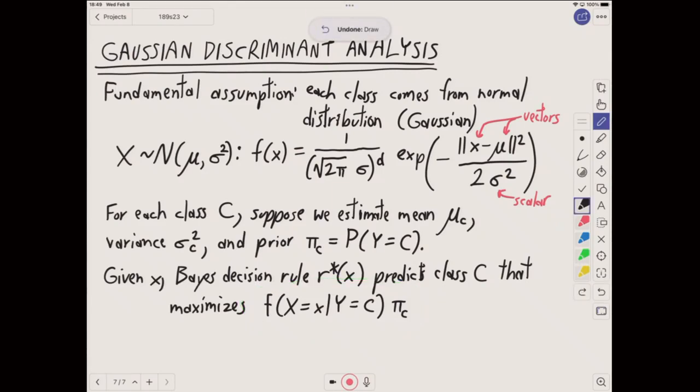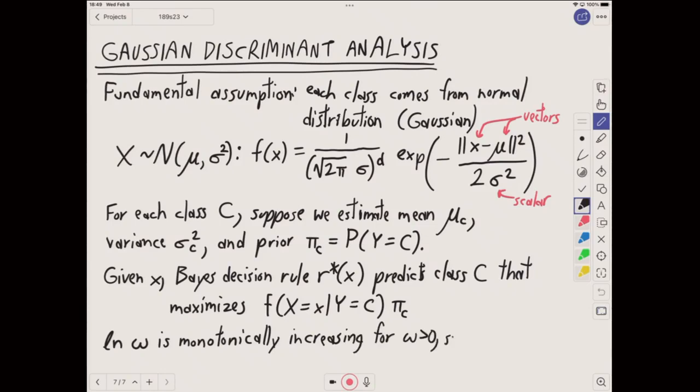And the way we're going to do that is, first of all, we're going to observe the fact that the logarithm of a scalar value omega is a monotonically increasing function for all positive values of omega. So maximizing this thing here is equivalent to maximizing something else that's going to come out a little simpler.